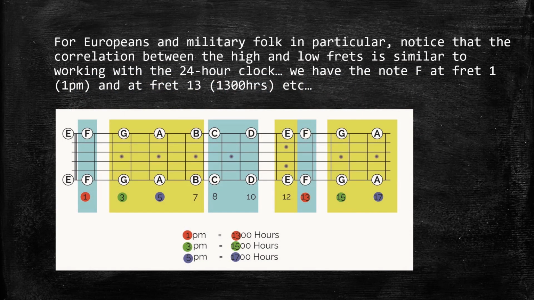For Europeans and military folk in particular, notice that the correlation between the high and low frets is similar to working with a 24-hour clock. We have the note F at fret 1, for example, as in 1 p.m., and at fret 13, as in 1300 hours, etc.